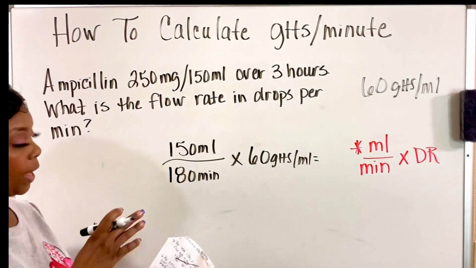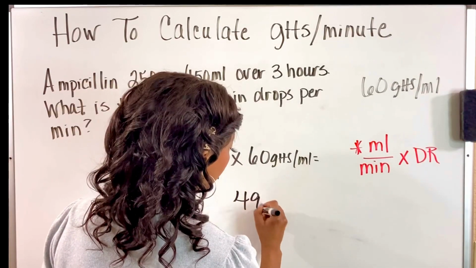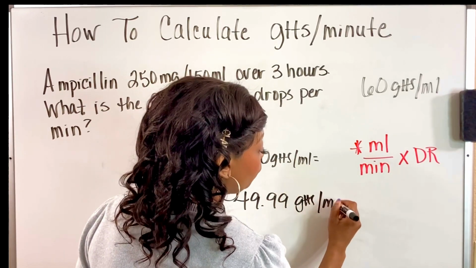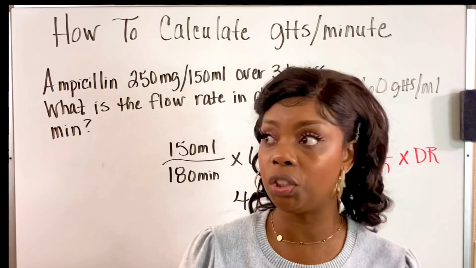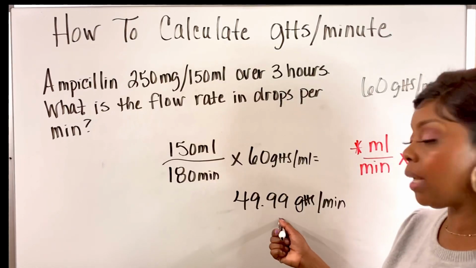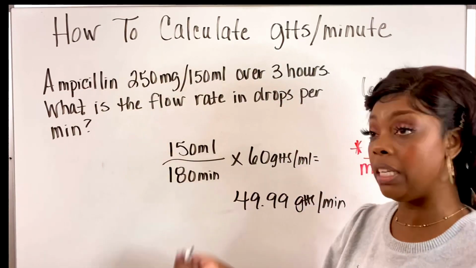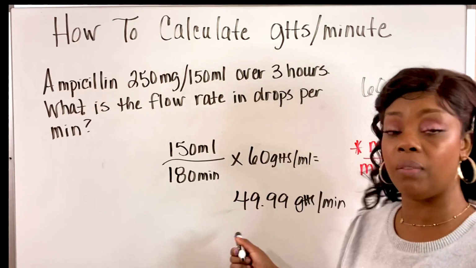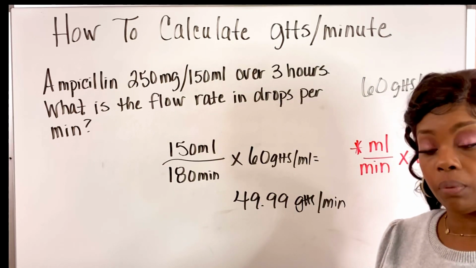So we're going to divide and multiply, and that's going to give us, unless you want to round, 49.99 drops per minute. When I say if you want to round, it all depends on what your multiple choices are on your test. If it's 49.99, then that's what you're going to choose. But if it's 52, that's incorrect. If it's 60, if it's 80, that's incorrect, okay? But if this is not an option and 50 drops per minute is, then definitely choose 50, okay?